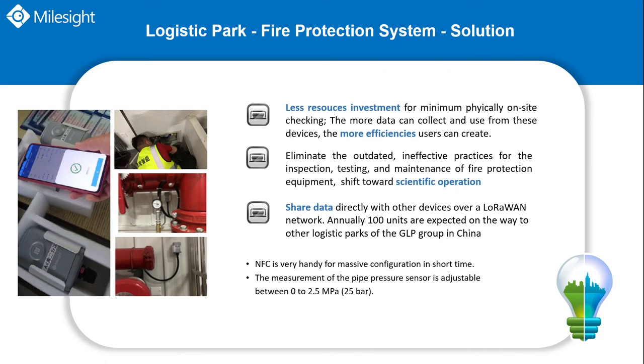So in the first phase of this project, 13 pipe sensors are distributed on 3 buildings to realize the routine monitoring of the pipe and the pump. And in the second phase, another 53 units are distributed across the whole fire protection system in the park. And finally, annually 100 units are expected to go to other logistic parks of this group in China.